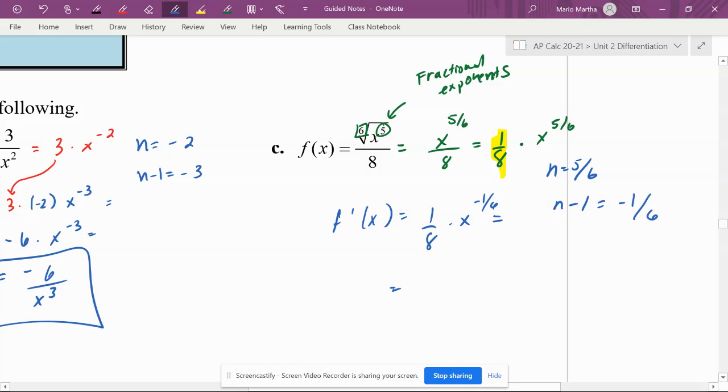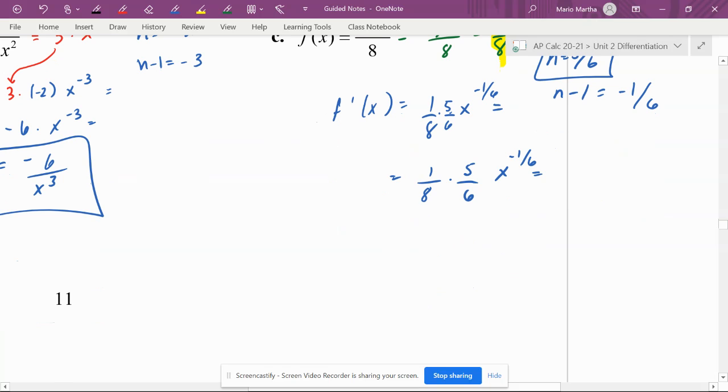And then again, simplify. So you're going to get 1 over 8. Oh, I forgot. I missed my n right there, which was 5 over 6. I forgot to put that in there. So times 5 over 6, and then x raised to the negative 1/6. And then again, simplify further as much as you can. You want to make sure you have a single fraction. So that's going to be 5 over 48. And then this has a negative exponent, so x to the 1/6 in the denominator. So that's your f prime of x.